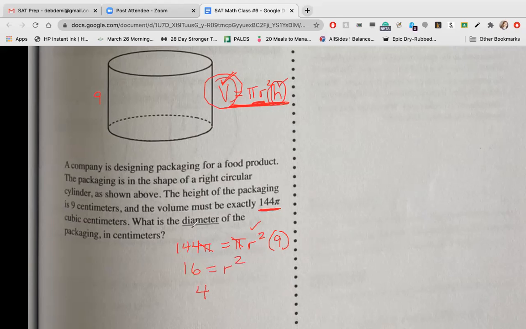Again, look at the question. The diameter, we just found the radius. It's 4, so make sure you put down for an answer 8. Everyone should be able to get these right. It's just plug them in the formula.